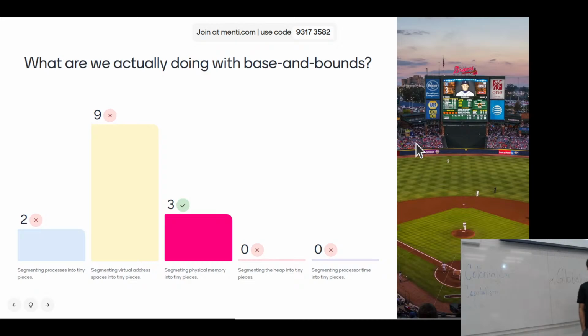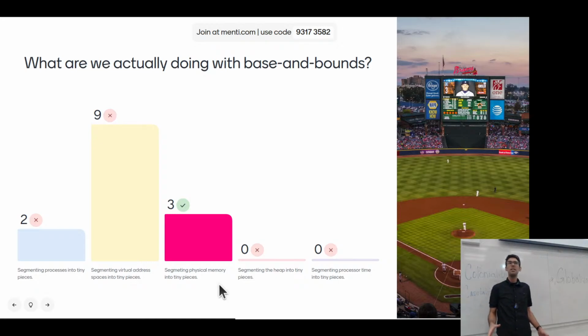So with base and bounds, we are segmenting something. I want to give you credit for selecting this one, because we are indeed segmenting something related to memory. The thing that we're segmenting in the case of base and bounds is physical memory itself.